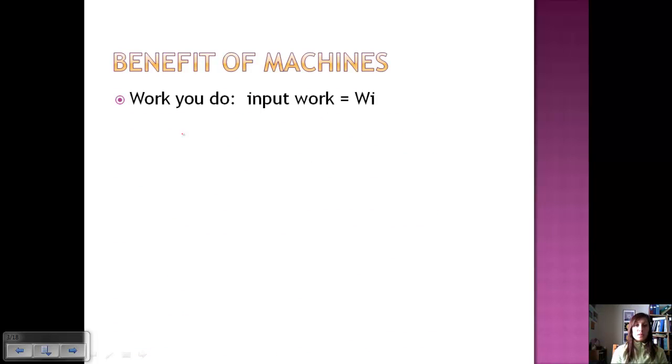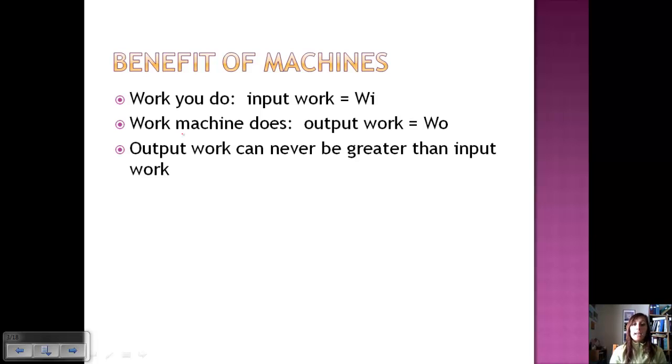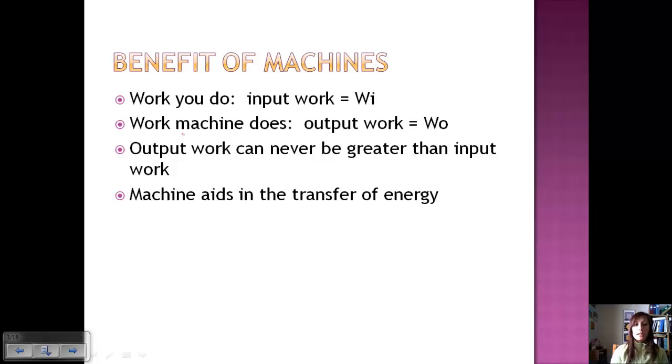And let's talk about some variables that will help us calculate the benefit of machines. So the work that you do is called input work, and this is abbreviated as W sub I. The work that the machine does is considered to be output work, and we're going to abbreviate that with W sub O. And so we're going to look at the difference between how much work you put in and the output work of the machine. Output work can never be greater than input work. Remember, machines change the direction or magnitude of force. Okay, so when we talk about work, force is a part of that. But output work can never be greater than input work. The machine aids in the transfer of energy.